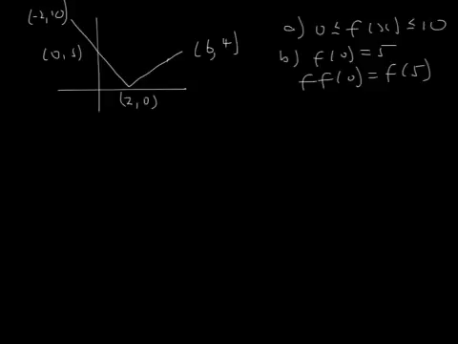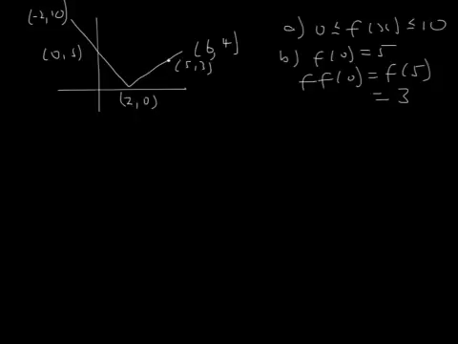So this point here is going to be at (5, 3). This point here would be (4, 2). That point there would be (3, 1). It's going along 1, up 1 every time. So anyway, f of 5 is 3.